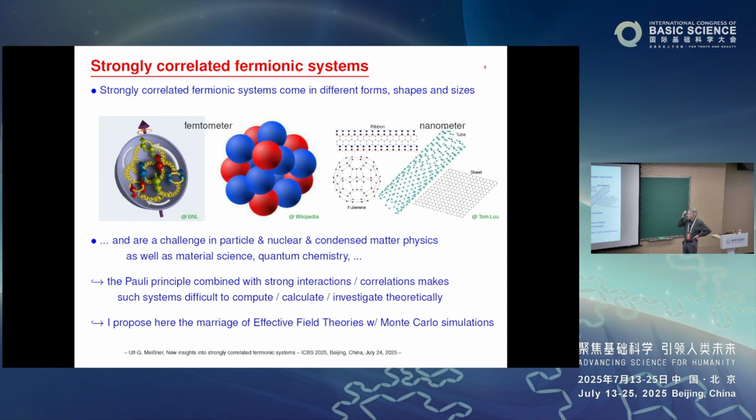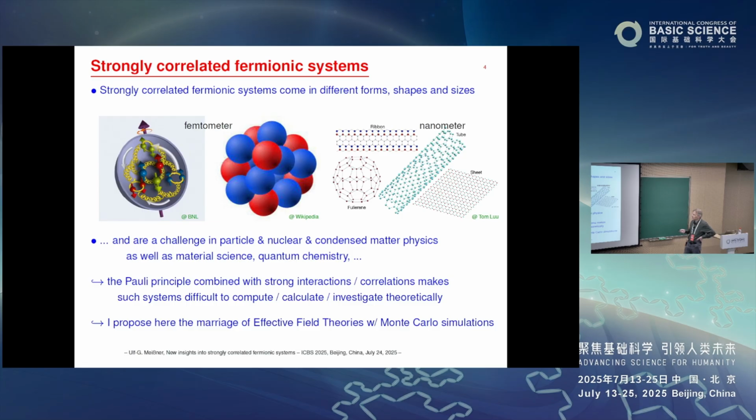So why are we interested in strongly correlated or strongly interacting fermionic systems? They come in different sizes, shapes, and forms. Here you see on the femtometer scale, you have hadrons or nucleons, where it's a many-body problem of quarks and gluons. And also atomic nuclei come on the femtometer scale, which are composites of protons and neutrons, here shown as black and red spheres.